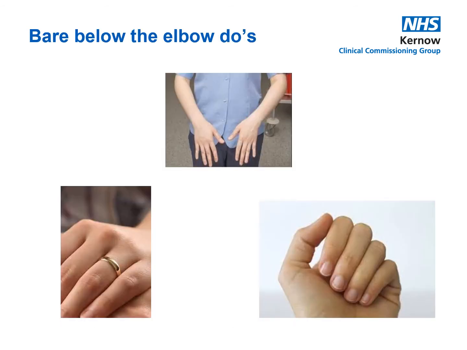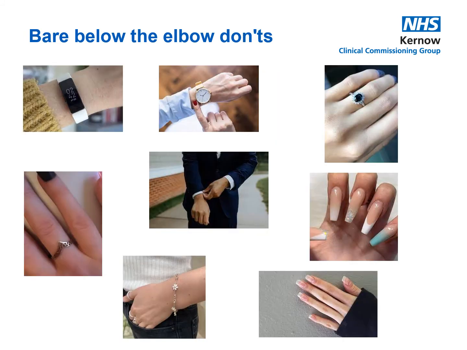These are some examples of good practice when it comes to being bare below the elbow. So making sure that your sleeves are short, that you have no stoned or latticed rings, one plain wedding band is permitted, and making sure that fingernails are clean, there is no nail varnish, and that fingernails are no longer than the tips of your fingers. This slide shows examples of bare below the elbow bad practice.